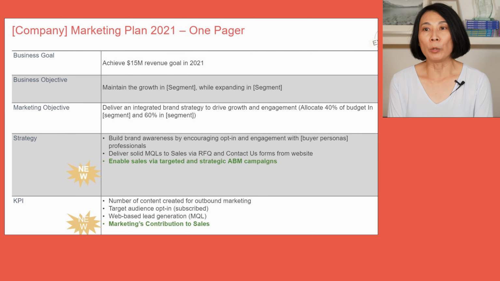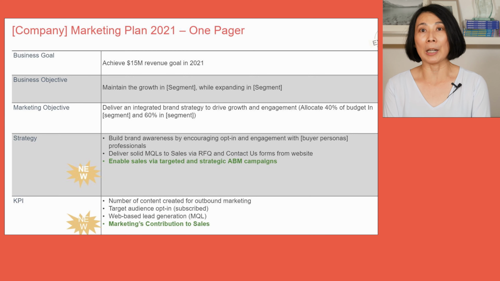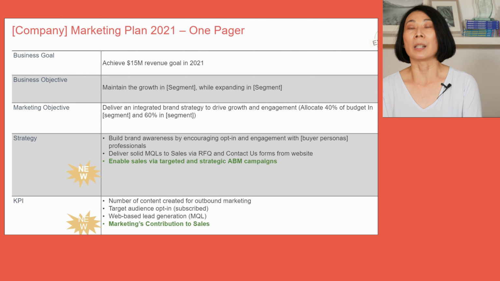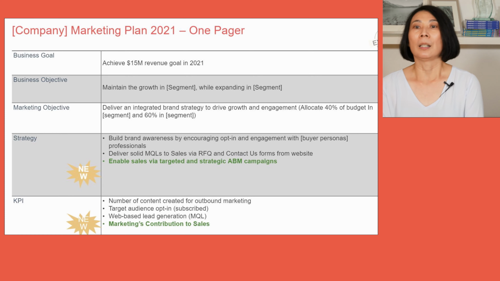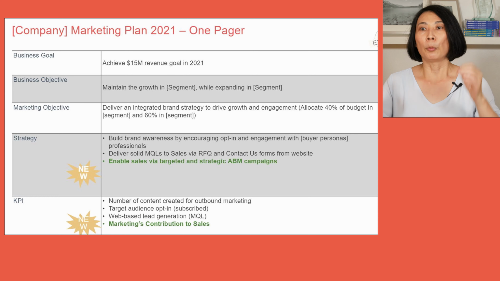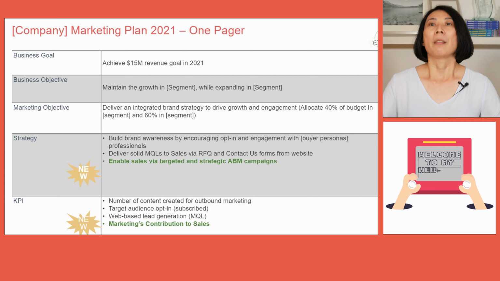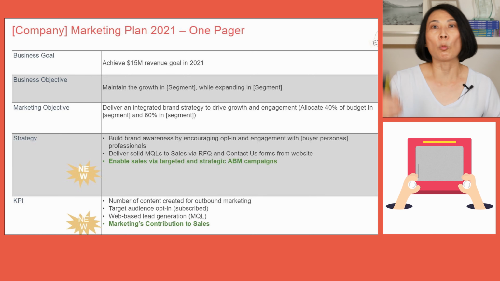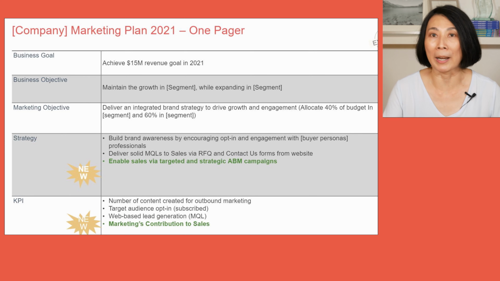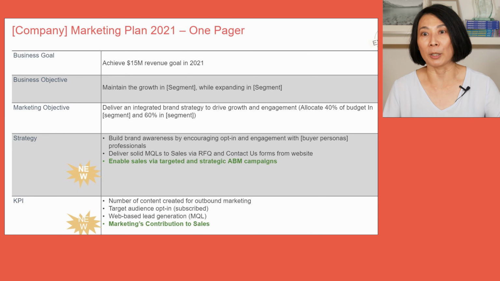The number 1 is really about driving opt-in, right? It's about getting email subscribers into her database. So it's really about building brand awareness by encouraging opt-in and engagement with a specific target audience. The second strategy is about delivering MQLs to the sales team through web-based contact information. On her website, there is contact us and also request for demo. As long as people click on these 2, she gets credit. That will be counted as an MQL.